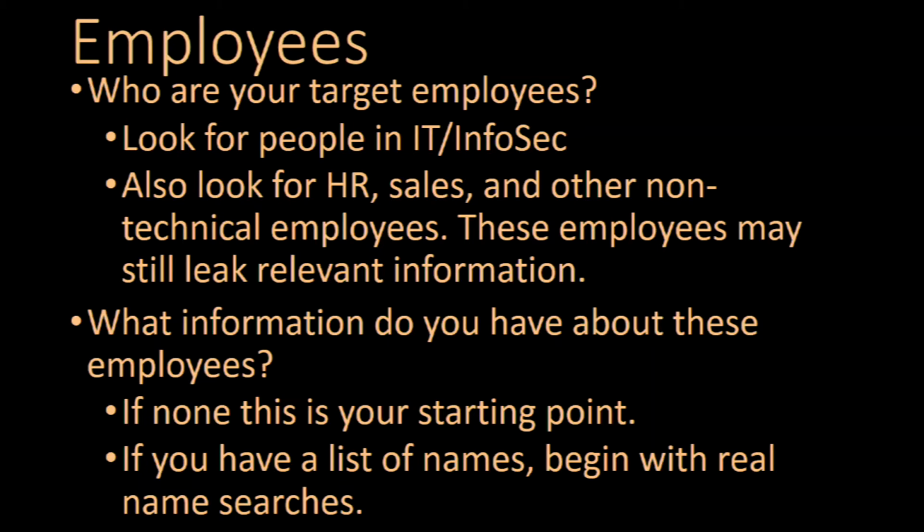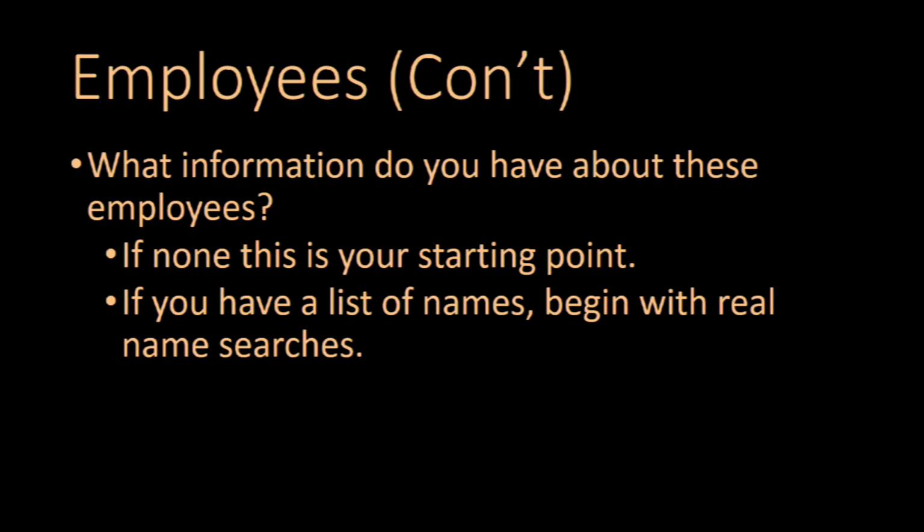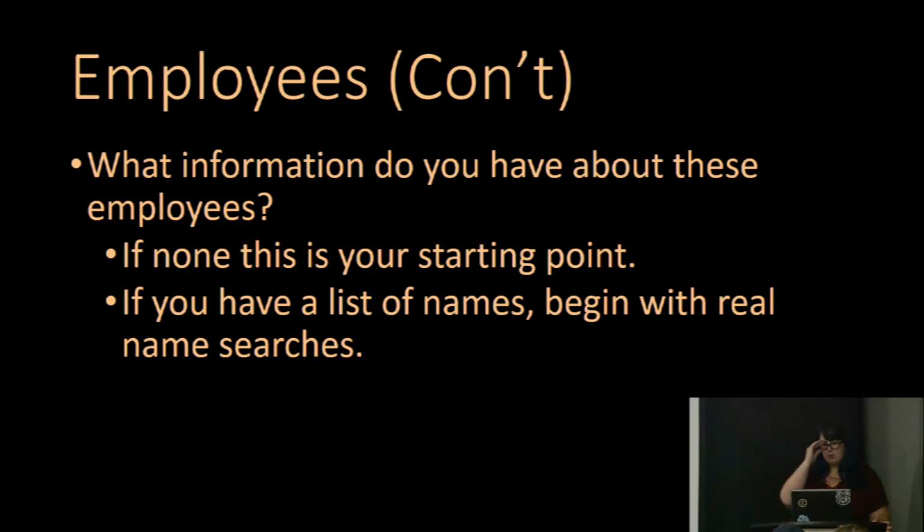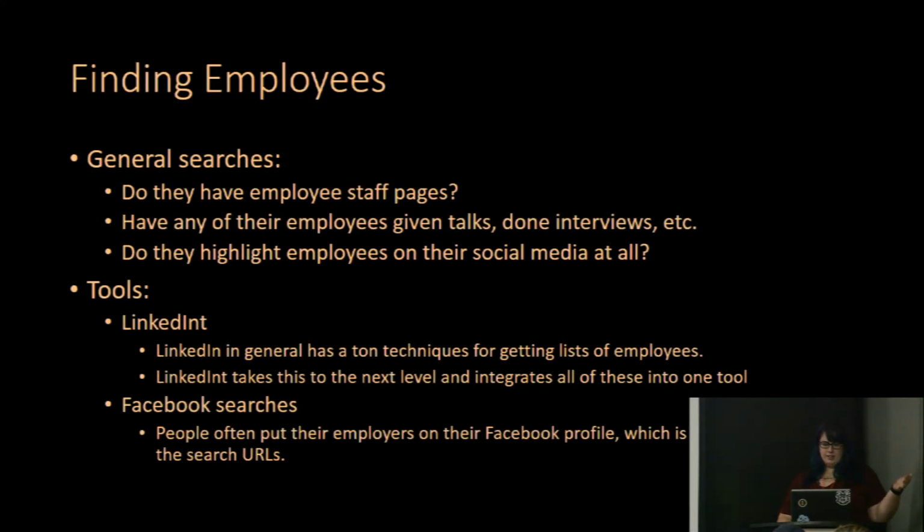So what information do you have about these employees? If you're just being given an organization name, there's a very good chance that you don't have any information, including who these employees are, which is the best place to start if you don't have those. If you do have a list of names, just start searching those names. But you will find that most of the time you're not going to have a list of those names. So start with the list of employees.